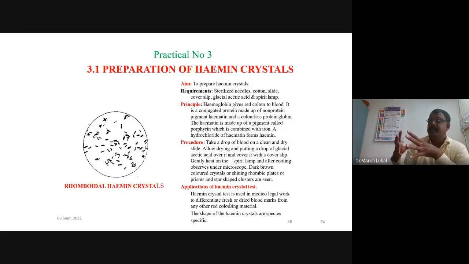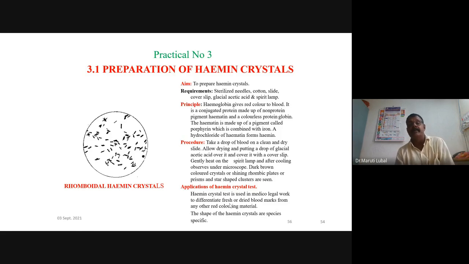This is practical number 3. As Ganesh Jadhav sir told me, please prefer the practical number 3, Hemin crystals. The aim of this practical is to prepare the Hemin crystals. Requirement for this practical is sterilized needles, cotton, slides, cover slip, glacial acetic acid, and spirit lamp.